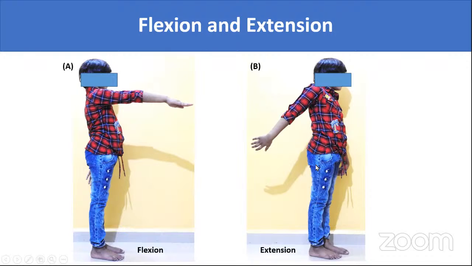From this position itself, when the hand is moved towards the back side, then it is called the extension. So this is the extension at the shoulder joint. This is the flexion at the shoulder joint.